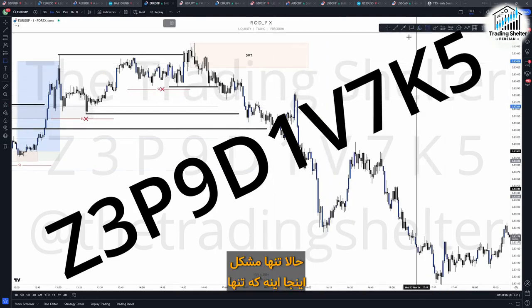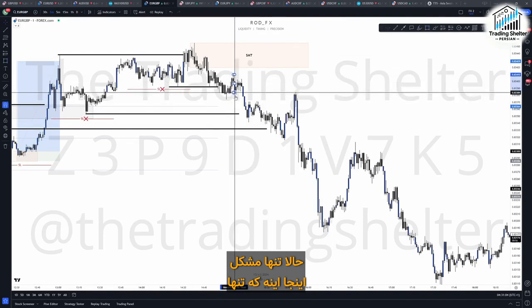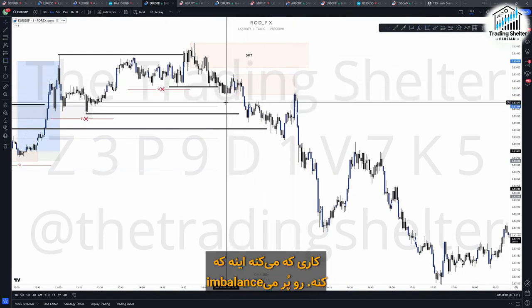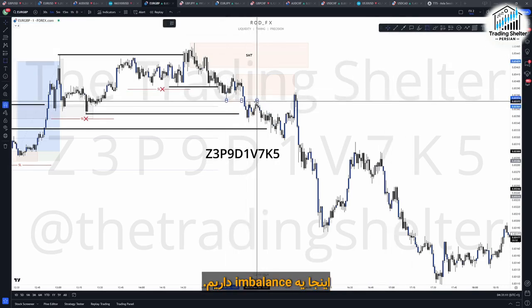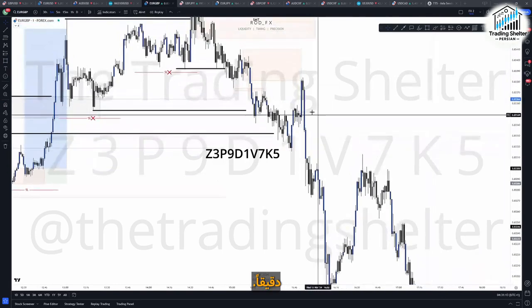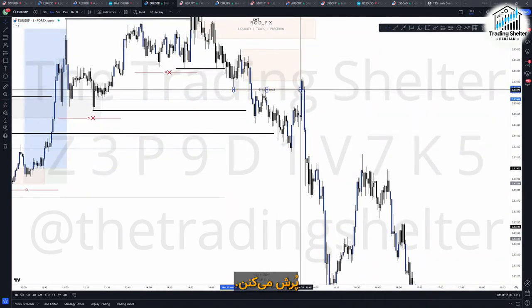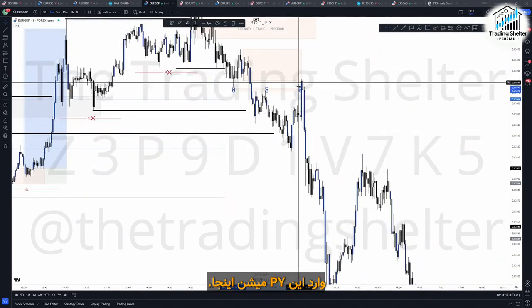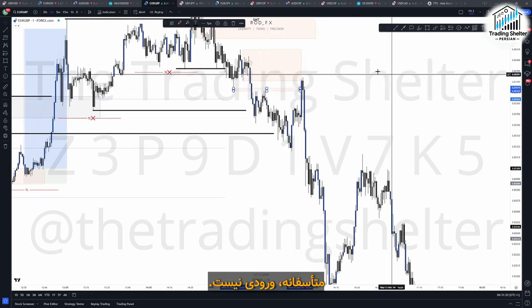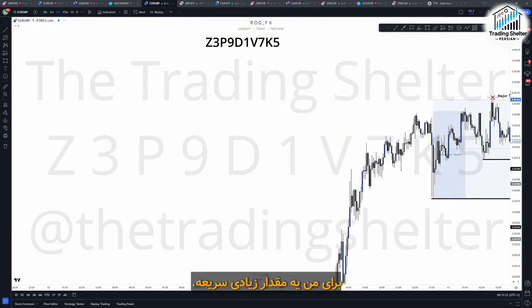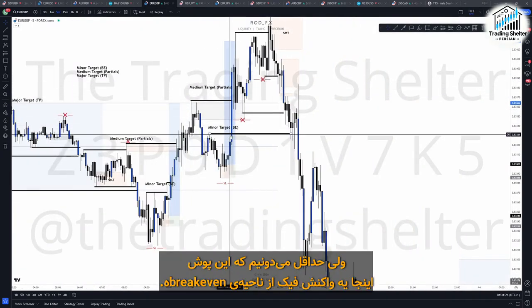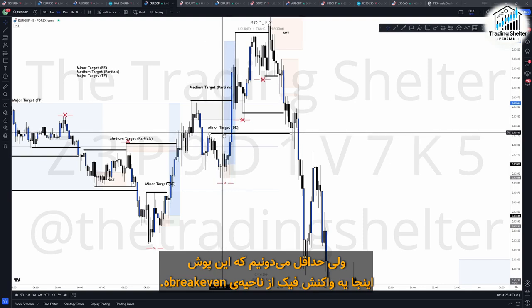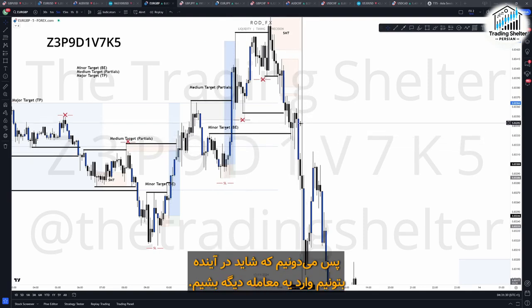Now, the only problem here is that the only thing it does is fill an imbalance. As you can see, we have that imbalance here perfectly. They fill it, they go into that POI here. Unfortunately, there's no entry, not for me. It's a little bit too fast for me. I wouldn't be able to enter here, but at least we know that this push here is a fake reaction of this break-even zone. So we know that we can potentially get involved in another trade in the future.